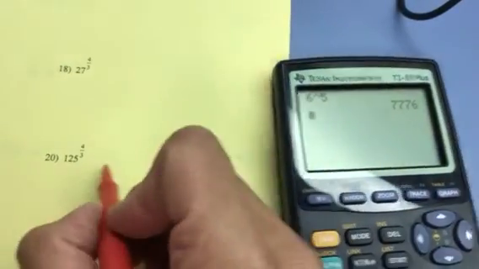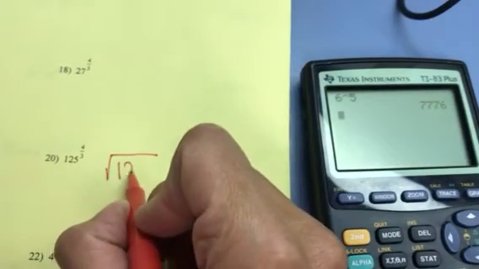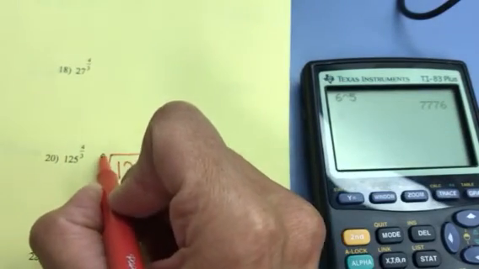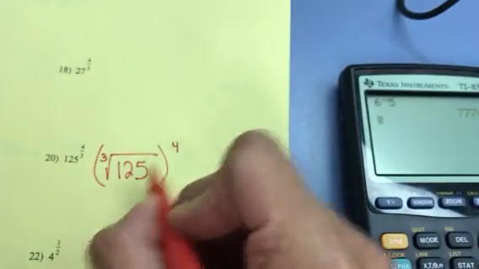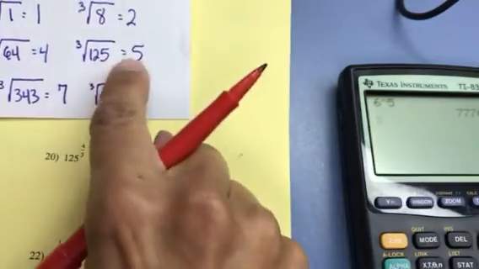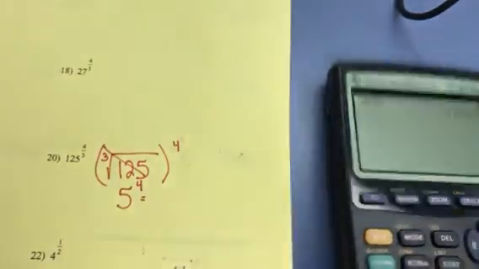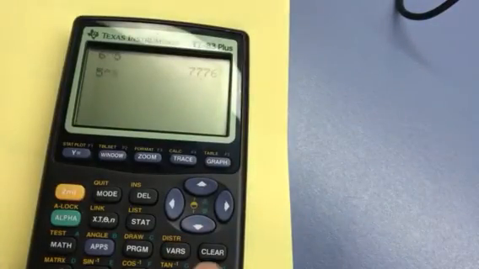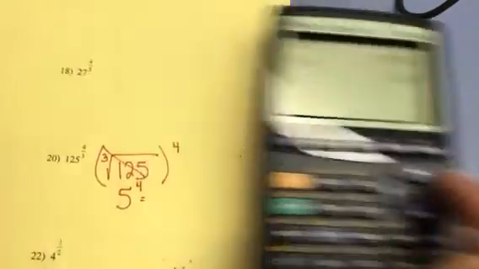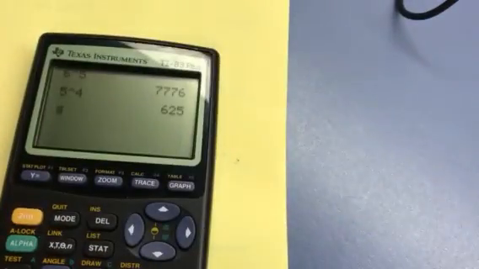Or for instance, if I go to number 20, again, I'm going to rewrite this as a radical because I don't know 125 to the 4/3 power. So there's my radicand, the 3 is the index, and the 4 is the exponent. So this will be a perfect cubed root. So the cubed root of 125 is 5. So I'm going to replace that with a 5, and then I'll use my calculator to determine 5 to the 4th power. And I get 625. Remember, the other way to do 5 to the 4th power is just 5 times 5 times 5 times 5. Okay?